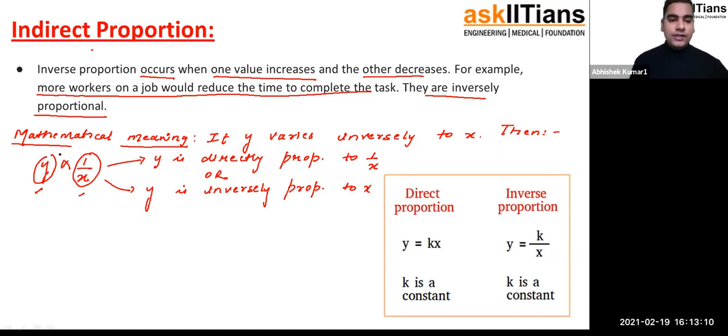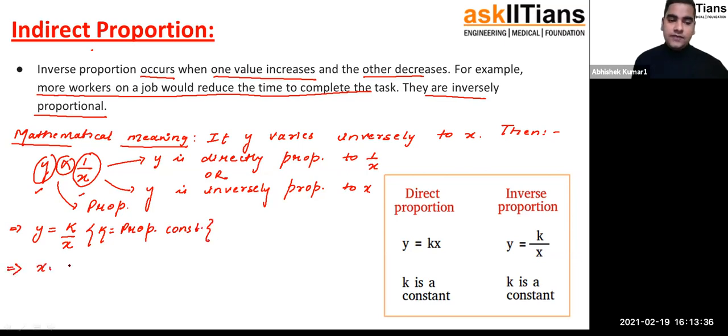What is this symbol for? We discussed it in the last session as well. This symbol is the symbol of proportionality. If you remove the symbol of proportionality, we get a constant of proportionality. So you will get y is equal to k over x, where k is the proportionality constant. Understood? If you cross multiply, you will get xy is equal to k. xy is equal to k, that is constant.